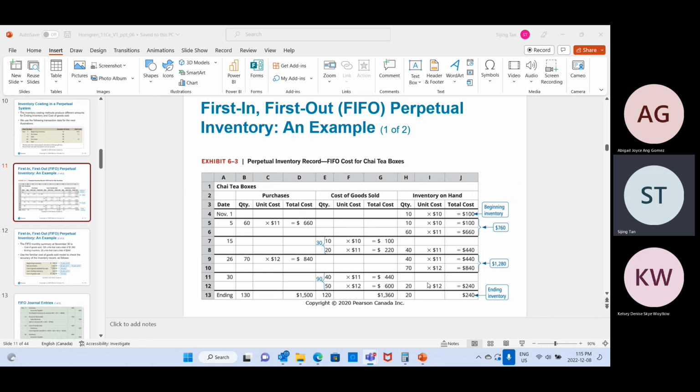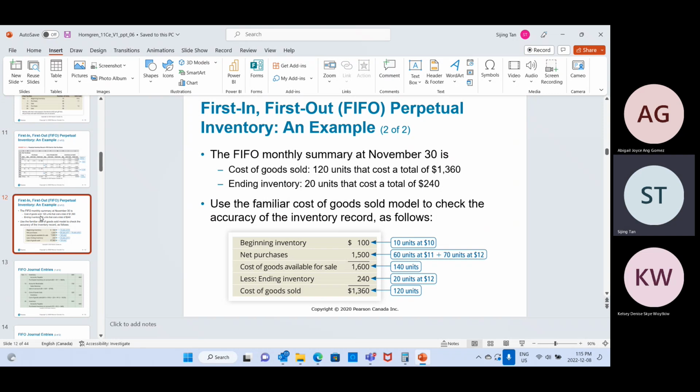Because we have 110 boxes, minus 90 boxes, we have 20 boxes left on hand. So we use 20 boxes times the $12 per box. The 240 is going to be our ending inventory balance for November. Okay, so our total cost of goods sold, we'll add up for the two sales. Okay, our total purchase will be $1,500. That makes sense. That is our first in, first out method.